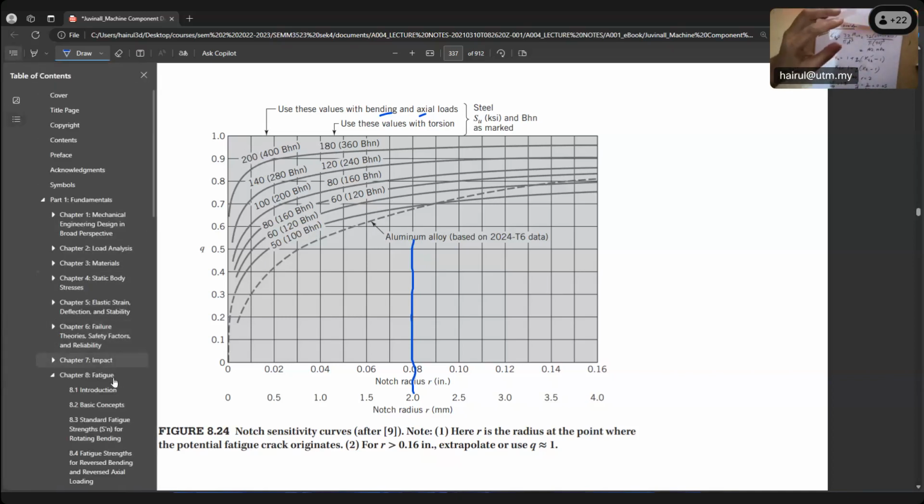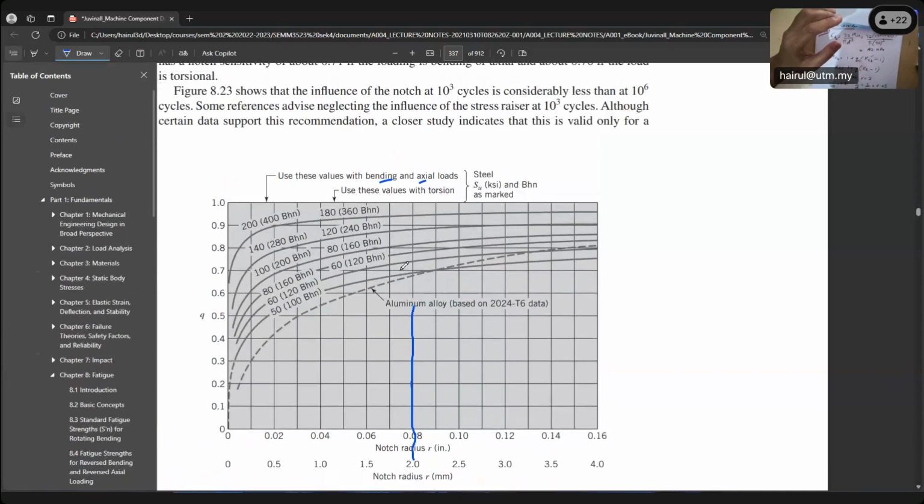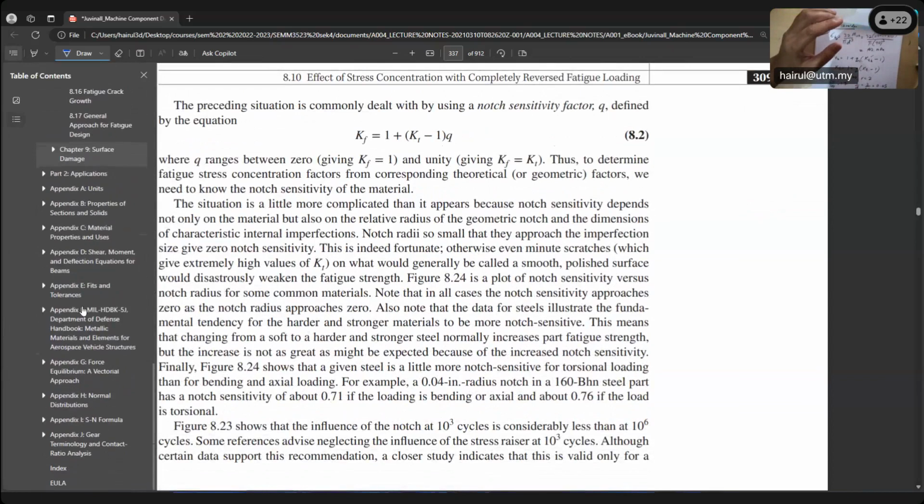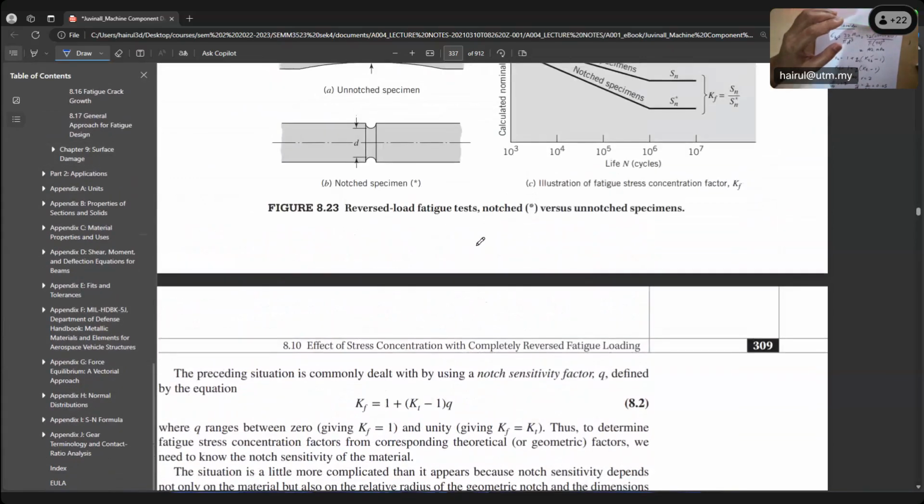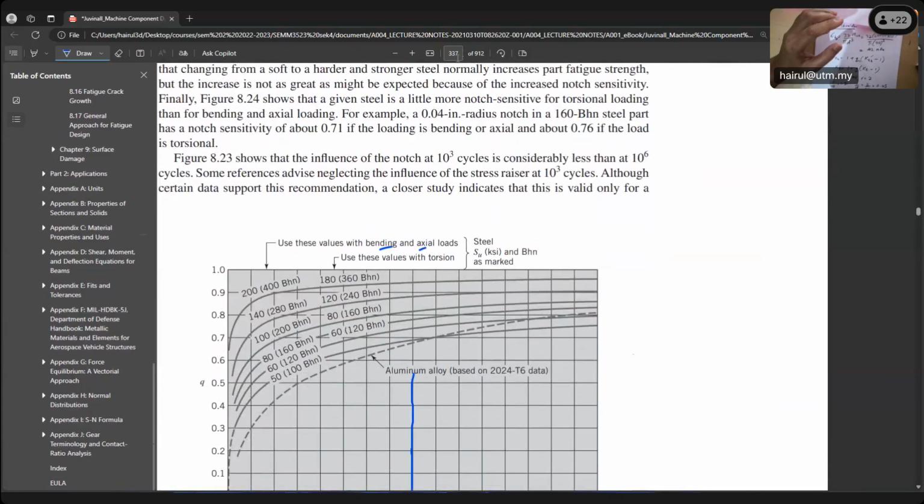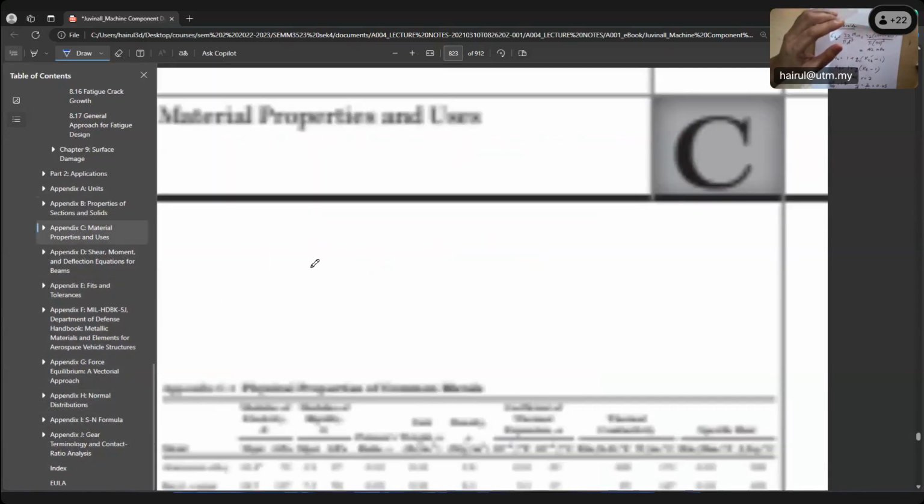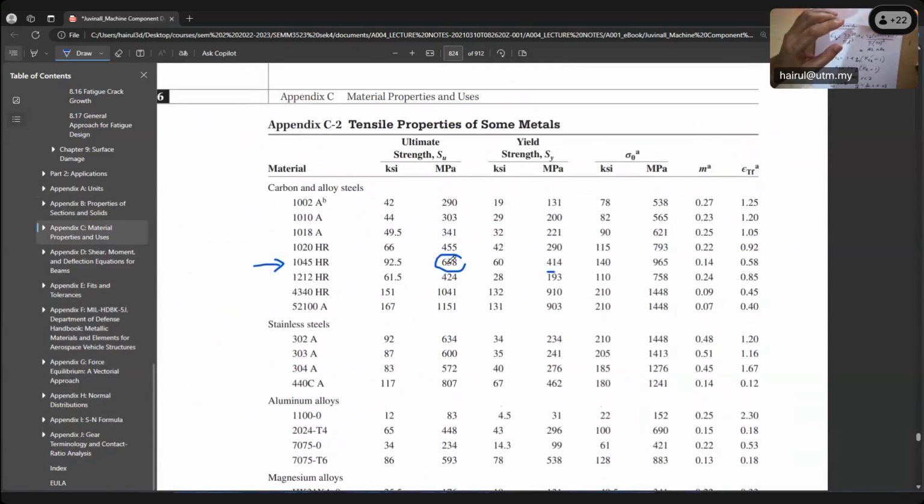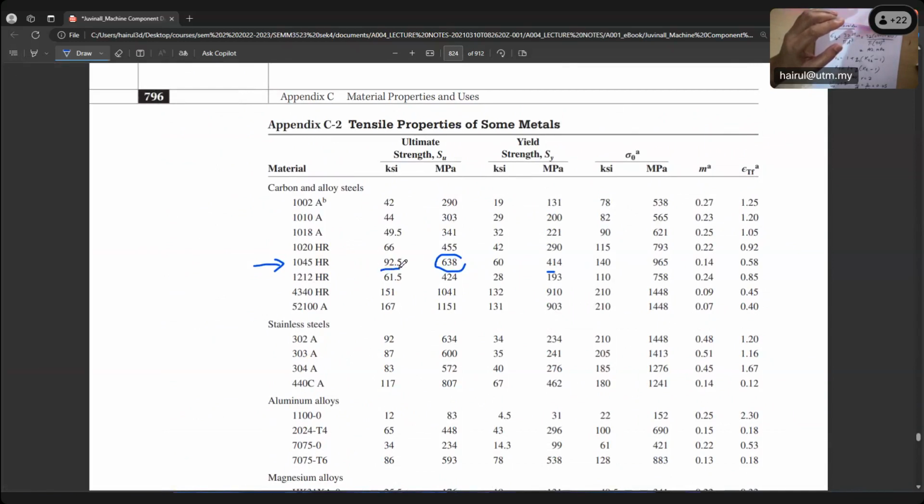No need to convert, or you can go back to the appendix. Which page was it? 309. Okay, I need 309. Okay, now this page 33. What page was it? Page 337 on my PDF, 337. Okay, appendix C. Then just now we go for appendix C. So AISI. Remember AI? So how do you get this thing? This is 638. What is it in KSI? 92.5. Class, are you there?